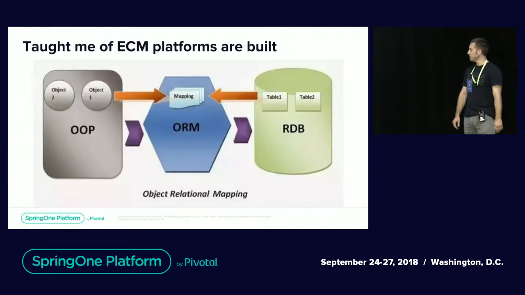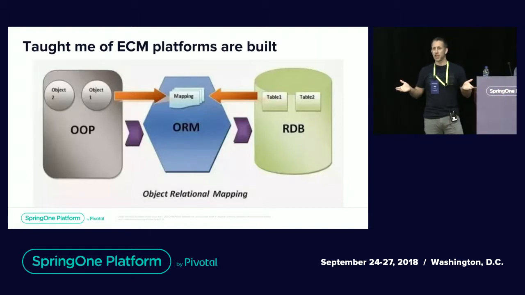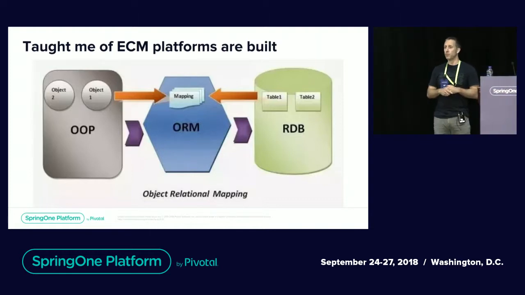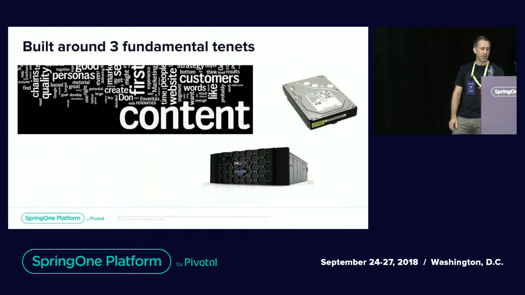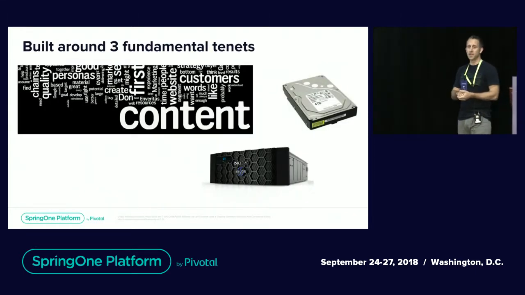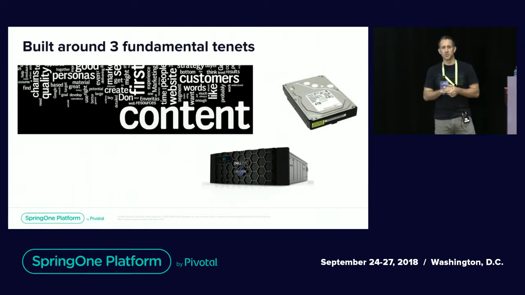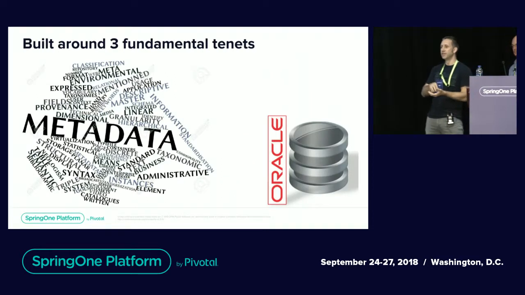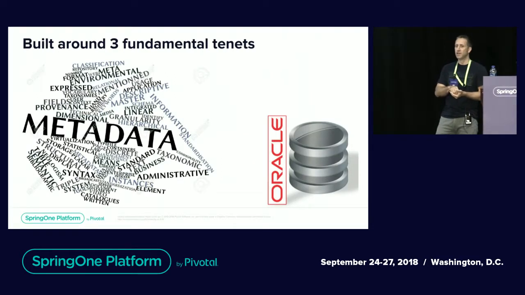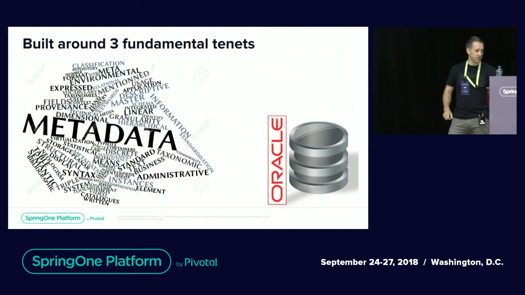So this taught me quite a lot of stuff. Taught me how ECM platforms are built. And essentially, they're an ORM, right? They're an object relational mapping built around three central concepts. The first of which obviously is content, the documents that you want to store. And all of the content management systems just store that on the file system. Around that, they wrap metadata, and that metadata is nine times out of ten stored in a relational database.